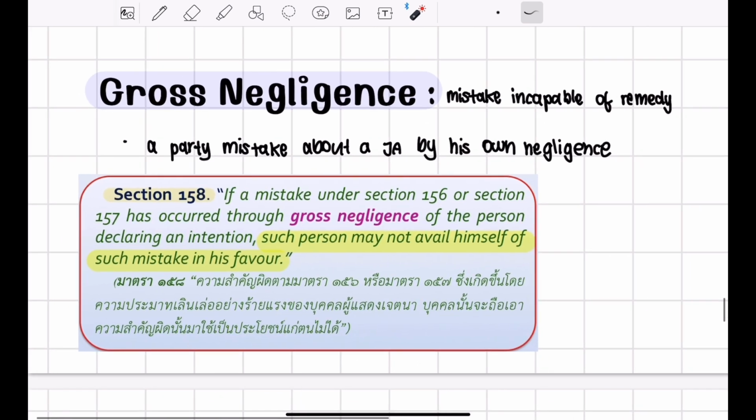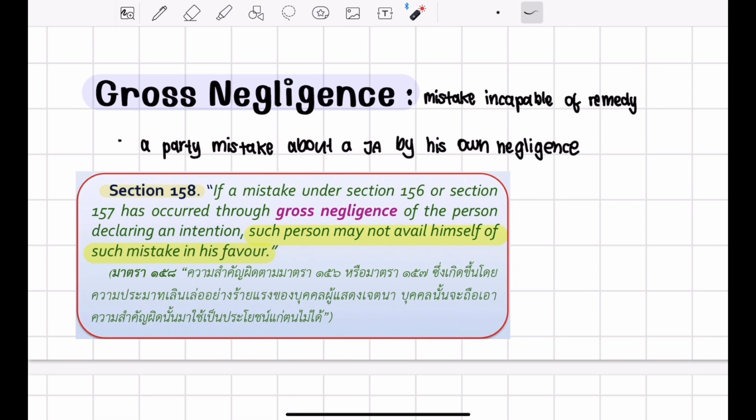Moving on to gross negligence. This is the last type of mistake which is incapable of any remedy. This is a mistake made by a party on his own negligence, his own carelessness. Thus, when a party fails to exercise even a slight bit of care about the contract at all, the person declaring an intention may not avail himself of such mistake in his favor. So the declarer of intention basically cannot invoke the mistake.